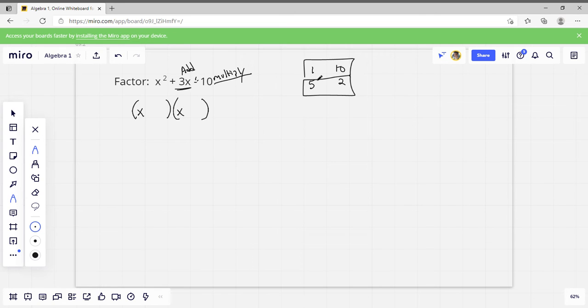All right, and we have to add them to get 3. So 1 and 10, there's no way we could add those and get 3, or subtract those and get 3. But 2 and 5, if we said 5 minus 2, we're going to get 3. So we've got a 5 and a 2. The 5 needs to be positive, and the 2 needs to be negative. 5 minus 2 equals 3. There's the answer to that one.